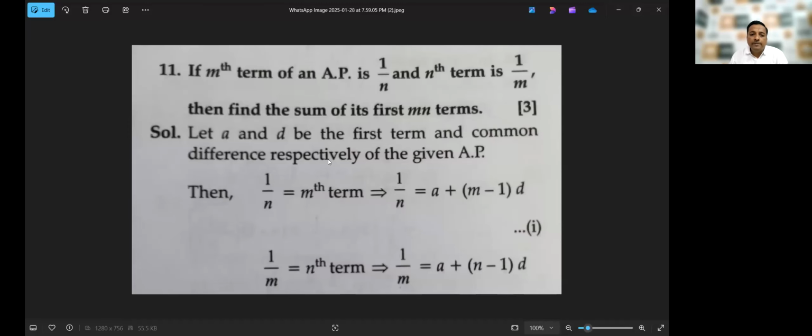This one is a question again. The mth term of an AP is 1 by n and the nth term is equal to 1 by m. Again, this comma is not there. Find the sum of its mn terms.